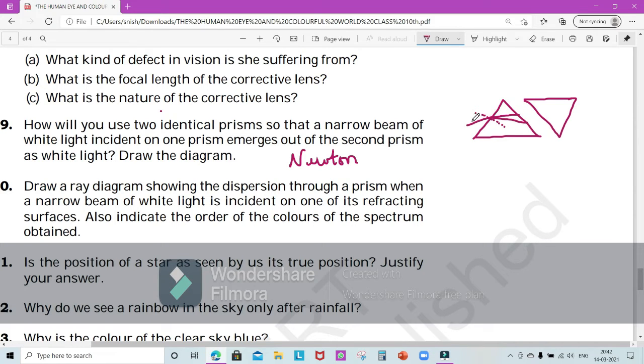It goes like this. So we have violet and red, right? In between we'll have the rest of the colors. Now it should move away from the normal because it's moving from denser to rarer again. Here also it will move away from the normal. Red, violet. Now it will combine and it will emerge as a single beam. Okay, so you would have seen this diagram in your book as well.